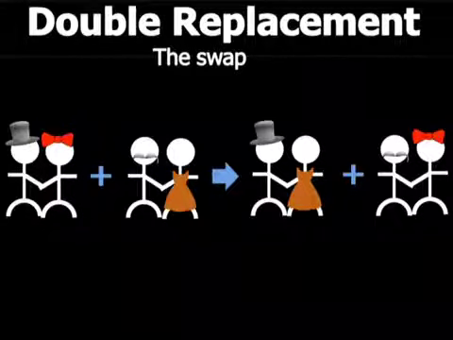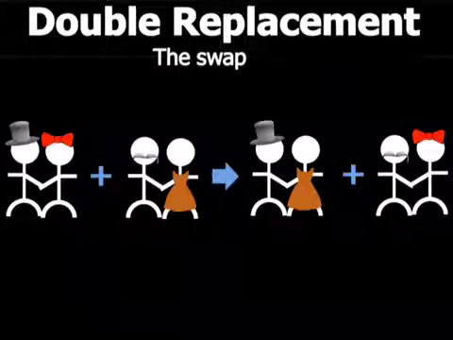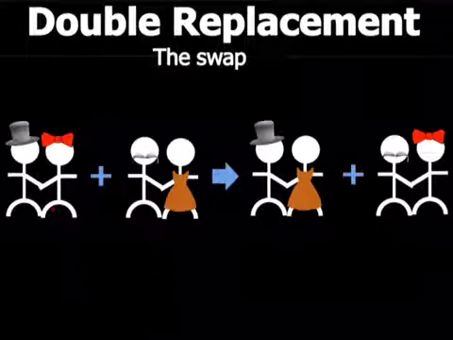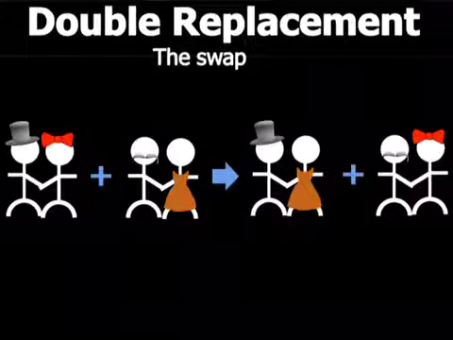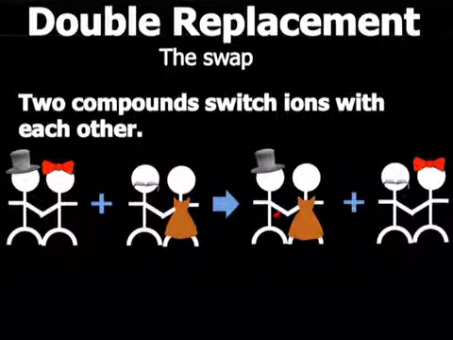And here we have a double replacement reaction. So here's a couple: the guy with the top hat and the girl with the bow. Here you have the mustachioed man and the gal with the dress. All of a sudden, for whatever reason, they switch dance partners. So the guy with the hat is going to go with the girl with the dress. The guy with the mustache is going to go with the gal with the bow. It's almost like algebra, like when you FOIL. So you have two new couples at the end. And like I just mentioned, two compounds switch ions with each other.